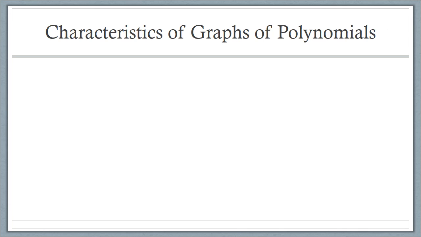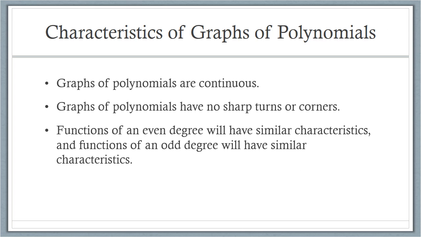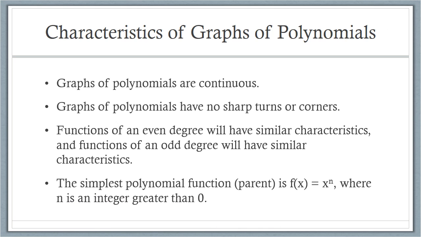Characteristics of graphs of polynomials. Graphs of polynomials are continuous. They have no sharp turns or corners. Functions of an even degree will have similar characteristics, and functions of an odd degree will have similar characteristics. And the simplest polynomial function, or parent function, is f of x equals x to the n, where n is an integer greater than 0.